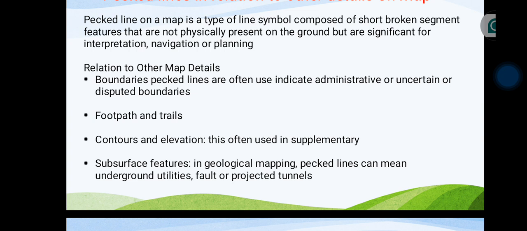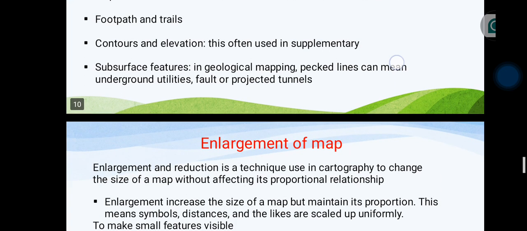For geological mapping, if you use peck line, it either means it is for utility, that is underground utility, or there is a fault beneath the geological findings, or for projected tunnels. That's how to use peck line.